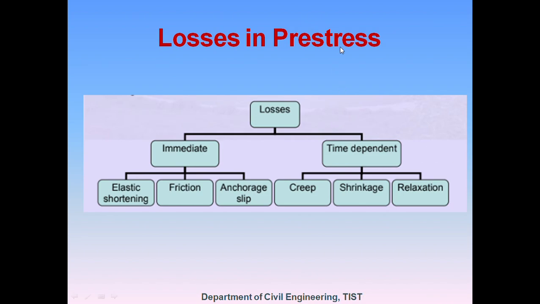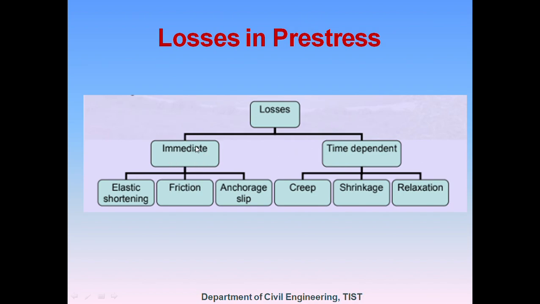During the prestressing of the tendons and the transfer of prestress to the concrete member, there is a drop of the prestressing force from the recorded value. These reductions of the prestressing force are termed as losses in prestress. The losses in prestress are classified into two groups. The first one is immediate loss and the second one is time-dependent loss.